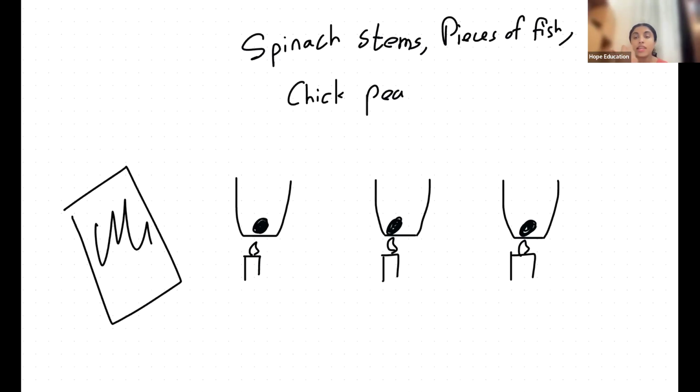එතන spinach stems වලින් හැදිච්ච pulp එක you put to a separate crucible. The pulp made by the fish you put to another crucible. Then the pulp made by the chickpeas you put to a different crucible. And then the 3 crucibles, you heat them separately. So you have to heat this for quite some time. ටිකක් heat කරලා හරියන්නේ නැහැ. ගොඩක් වෙලා heat කරන්න ඕනේ.